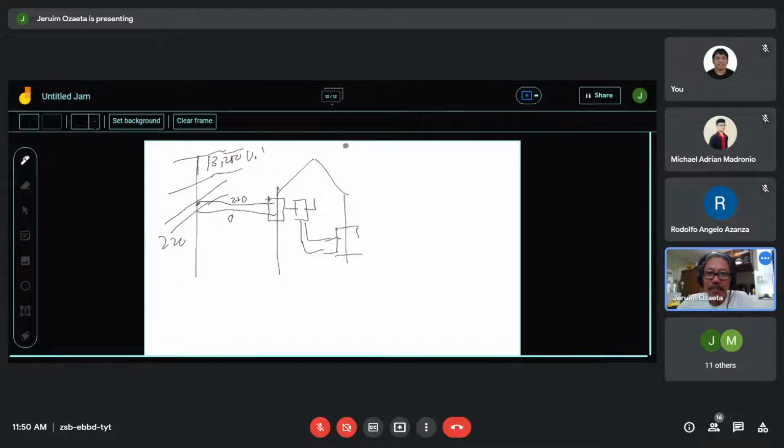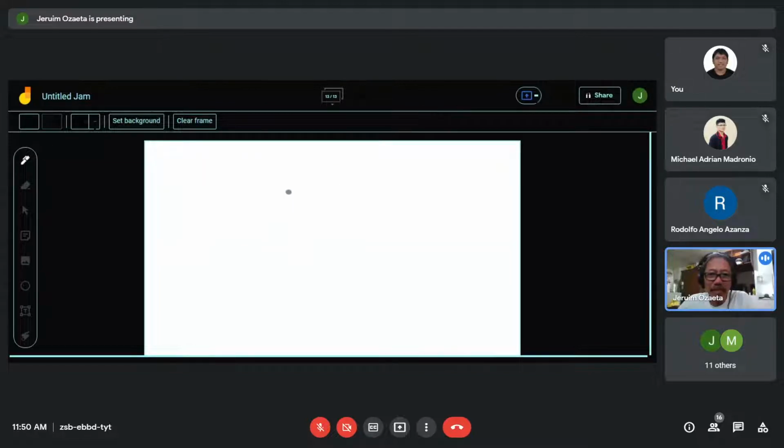How does it work? So, ang connection ng kilowatt-hour meter ay ganito. Ito pupunta sa current coil, pupunta na sa terminal mo. Tapos may yung potential coil na nakakonekta dito. Okay.